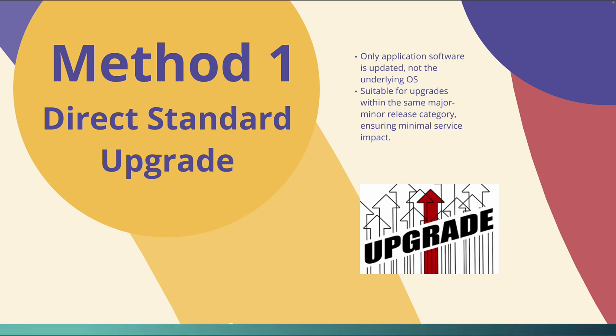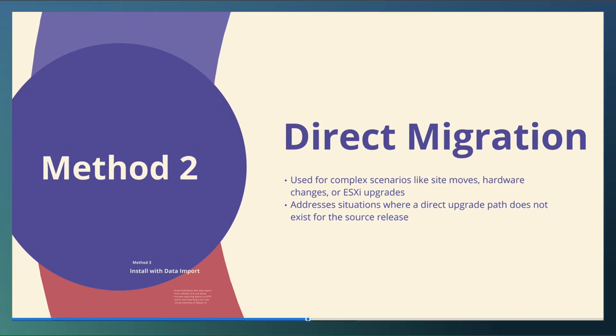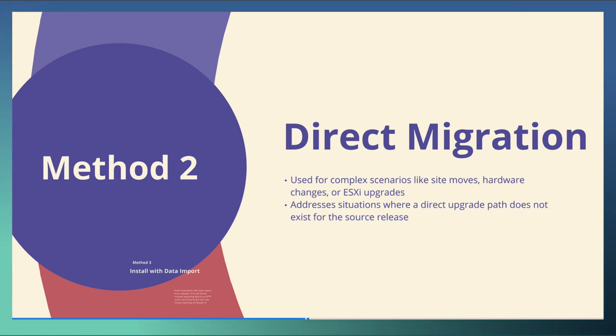A direct standard upgrade updates only the application software, not the OS. It's ideal for upgrade within the same major minor release category, ensuring a straightforward process with minimal service impact. The second technique is direct migration, used for complex scenarios like site moves, hardware change, or ESXi upgrades. This technique will address situations where a direct upgrade path does not exist for a source release.